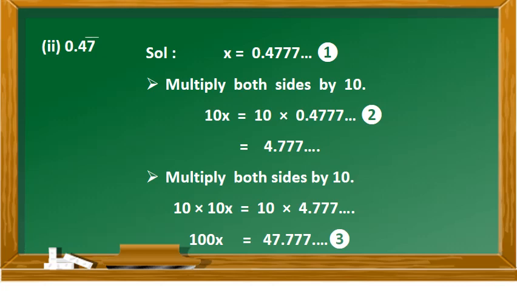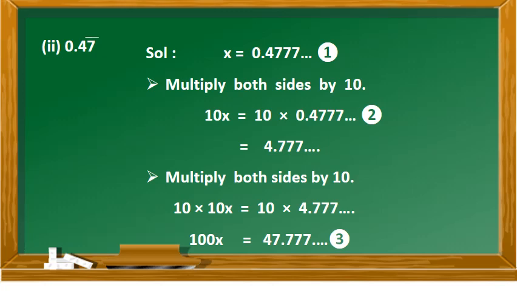Now first of all, we have to shift the non-repeated digit 4 to the left hand side. It is the only digit, so multiply both sides of equation 1 by 10. By multiplying, you get 10x is equal to 10 into 0.4777 dot dot. When you shift one place after the decimal dot, since it is multiplied by 10, you get 4.777 dot dot on the right side. So 10x is equal to 4.777 that goes on, becomes equation 2.